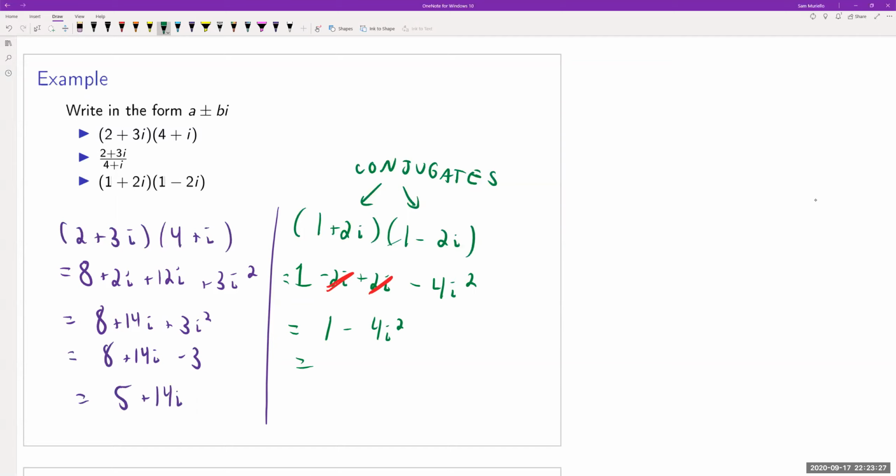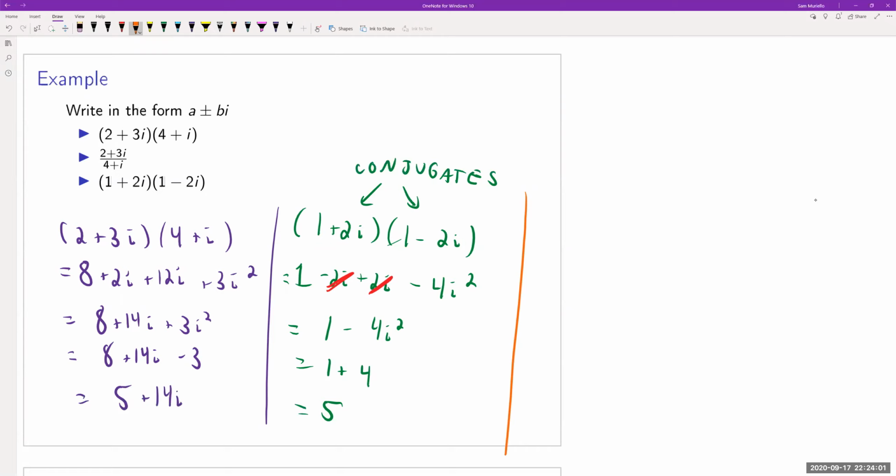Now, 4i squared just becomes 4. The minus cancels. And so I end up with 5. And notice what happened here. Two things that were complex with imaginary components perfectly canceled each other out, and I was left simply with a real number. This is a trick that we can use. If we need to get rid of an imaginary number, we can use a conjugate. You may have seen this technique with square roots before. It works just the same way.